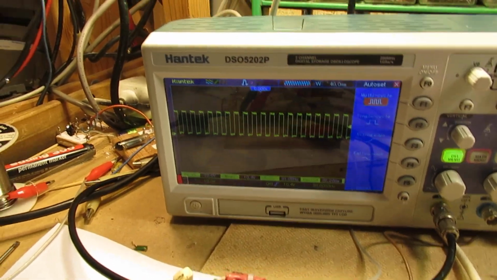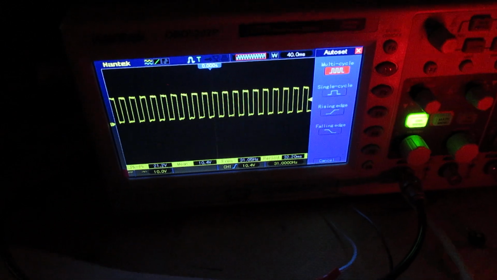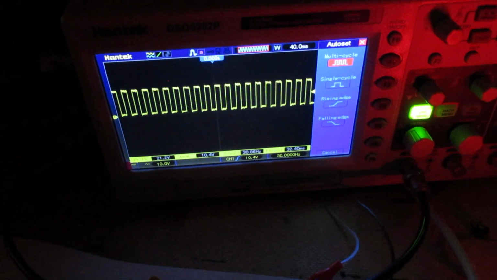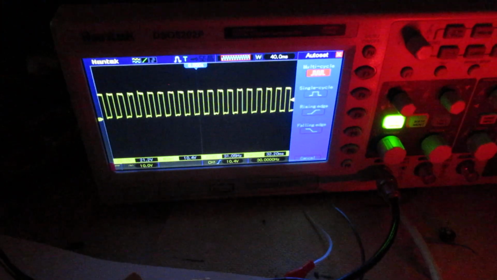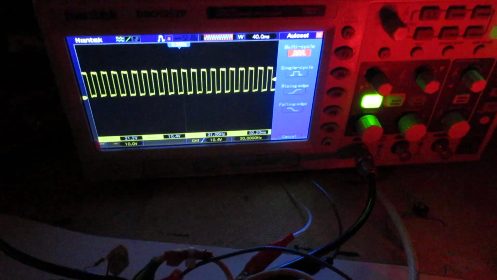Music, of course, is in general a kind of complex waveform consisting of all kinds of, in general, sine waves together, etc.